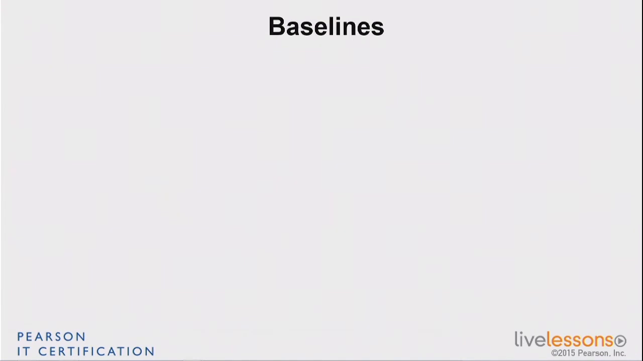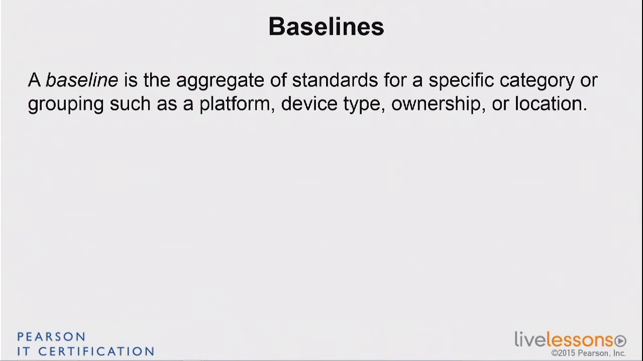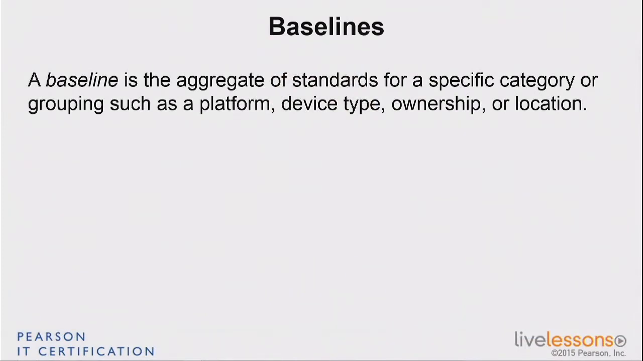As we move from standards to baseline, a baseline is just an aggregate of standards, so a collection of standards, if you will, for a specific category or grouping, for a platform, a device type, for ownership or location. We might say for our Windows servers, here are all of the standards that apply to those Windows servers. And we put them together, that's referred to as a baseline. Very often you'll hear that referred to as a minimum baseline, so that's sort of our starting point. You must have these. Now you may choose to do other security controls as well, but this is the required minimum. You must have this baseline.